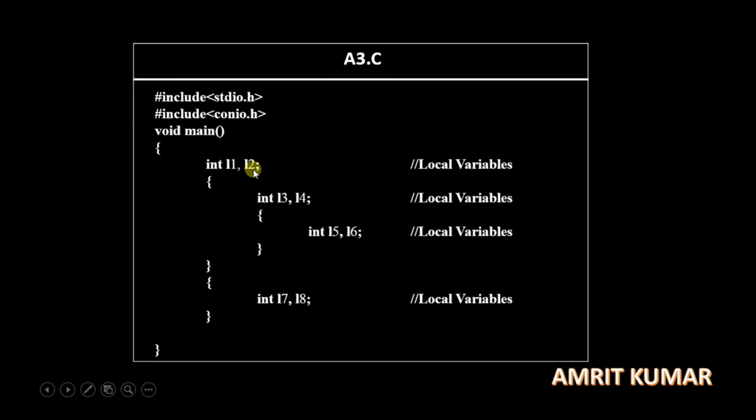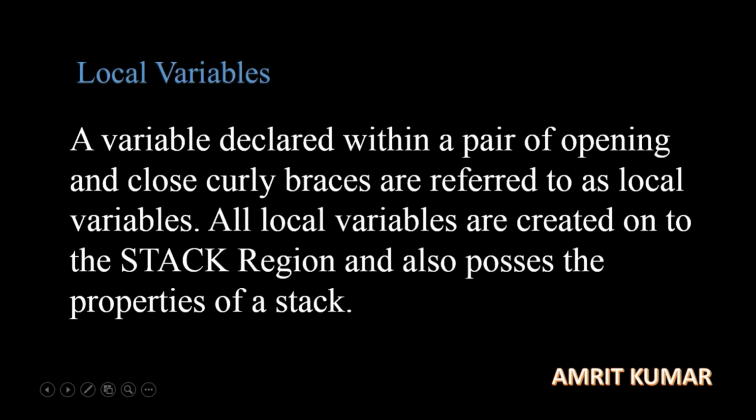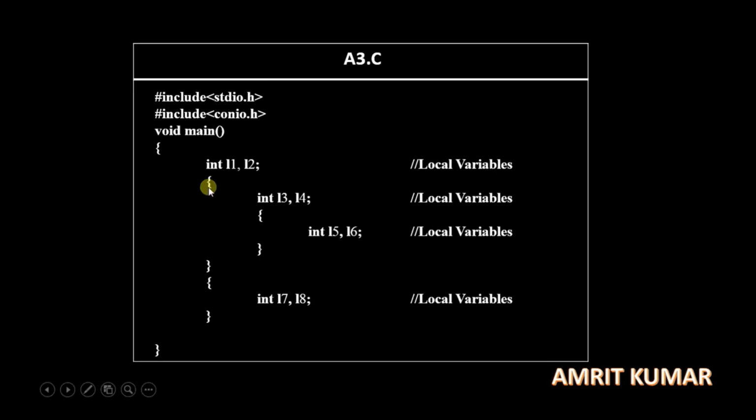Now, after the declaration of I1 and I2, we have opened the curly braces. What is the meaning of a local variable? A variable declared within a pair of opening and closing curly braces is referred to as a local variable. So here we have created two variables, I1 and I2, of integer type, and the braces are opened and closed here. So I1 and I2 are referred to as local variables.